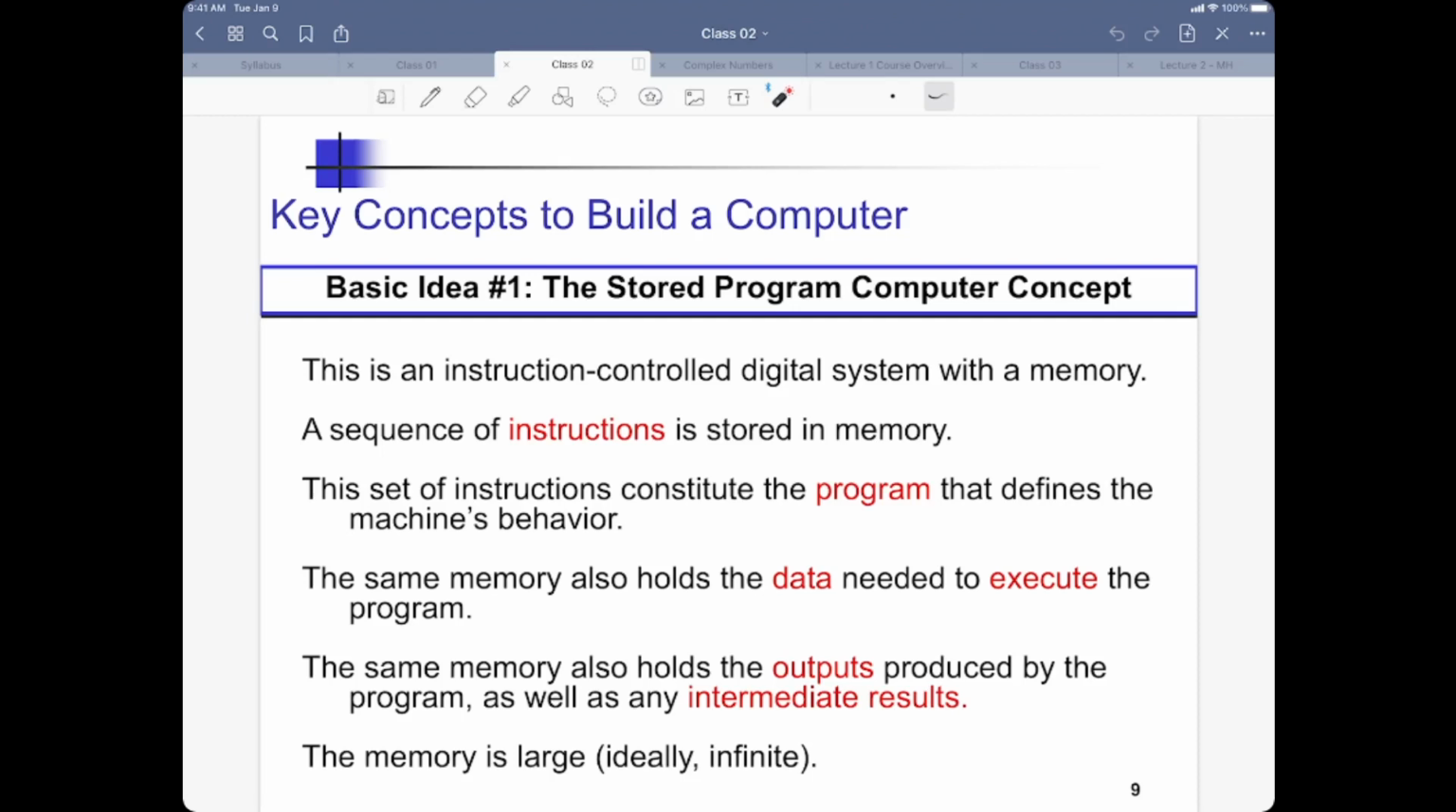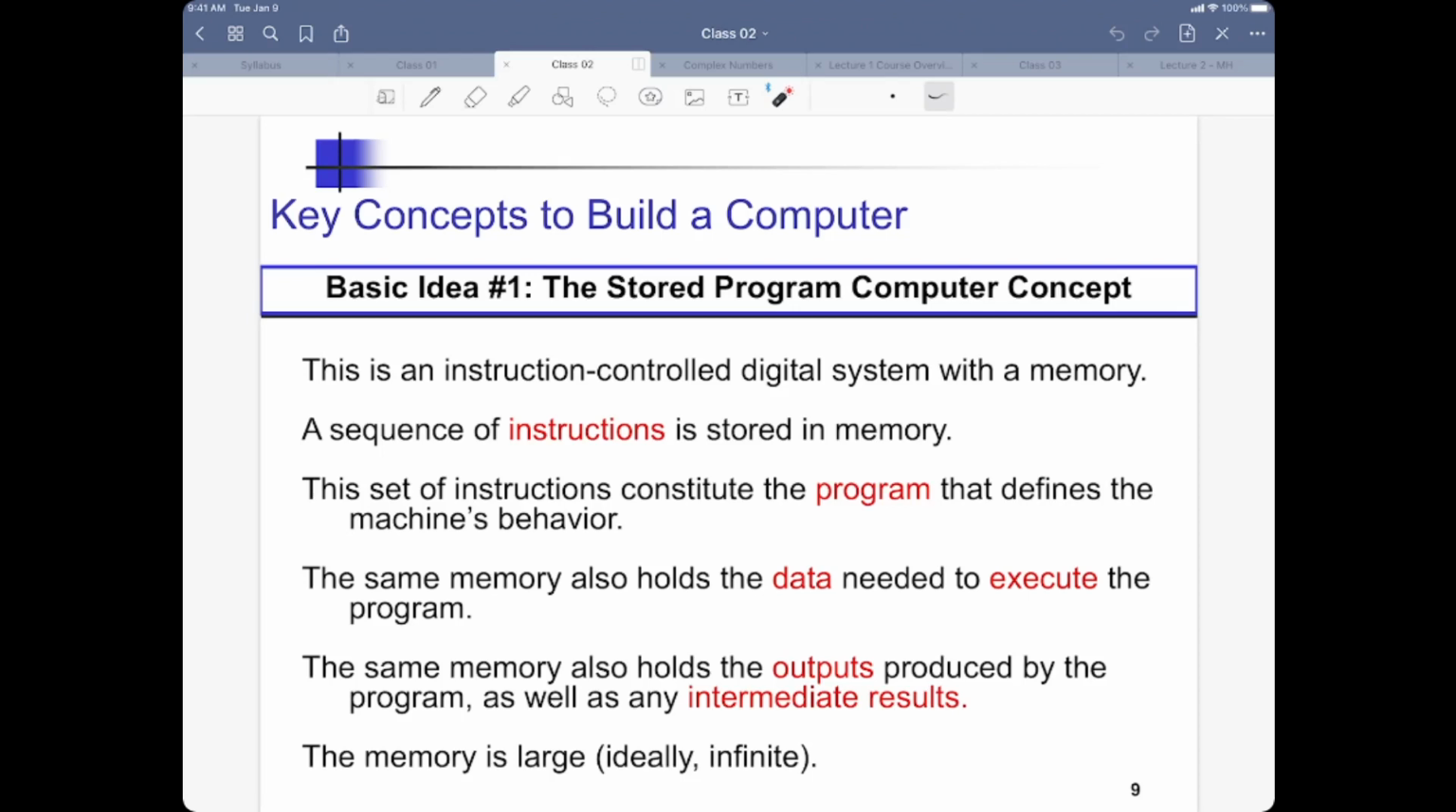So the idea here is everything is in the memory. All my instructions are in the memory. All my data is in the memory. And then if I execute an instruction on some numbers, on some data, on some operands, I will also store the results of those instructions in the memory, right?